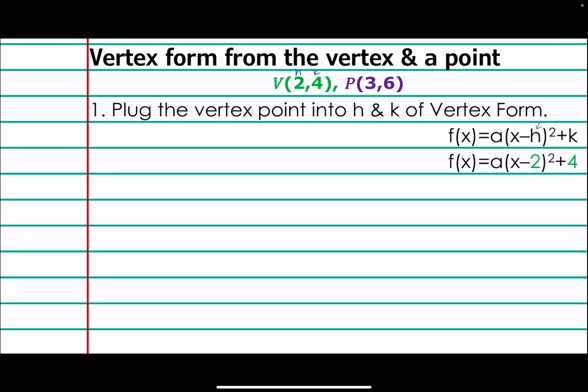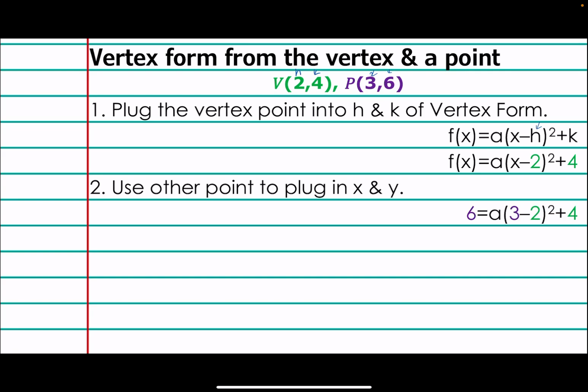Now what you're going to end up doing is you're going to use the other point and plug it in for x and y. Remember, f of x is another way of saying y. So that 6 is your y value, and that x right there is your 3 value, and you just plug it in. Nothing fancy. So now we're going to simplify and solve for that a value, because we don't know if it's being vertically stretched or compressed or neither.